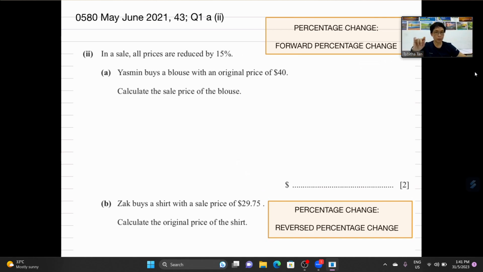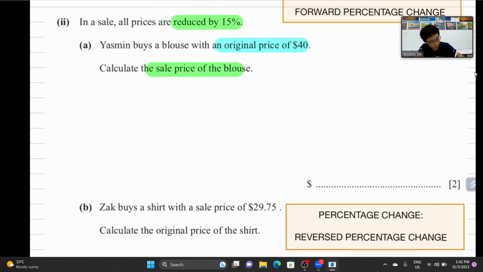Okay. Pause it. Digest over the English. The one that you are required to find, is it the value after change or before change? Yes, you got that right. This is the price after change. And then they have very explicitly told you this is original, this is before change. And then how much change does it go through? Reduced by 15%.